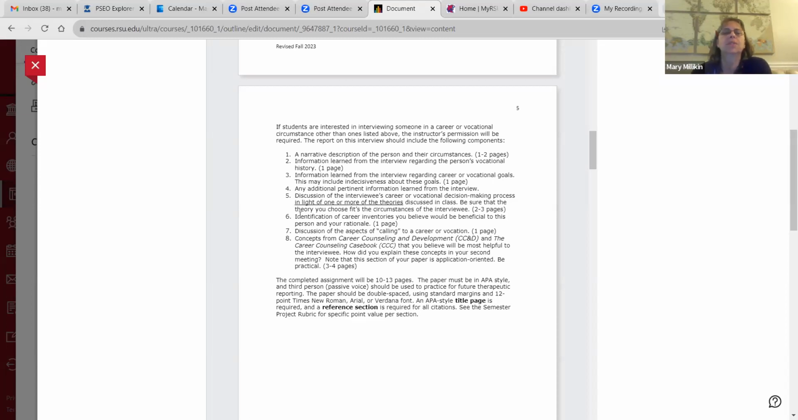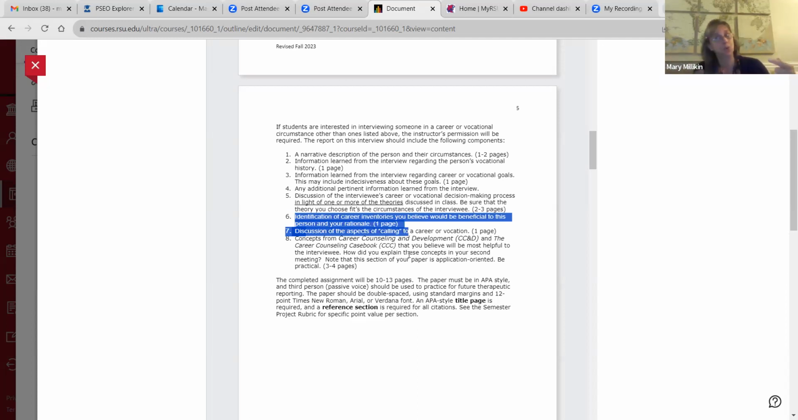So that's component 5. Component 6 of your paper will be identification of the career inventories that you think would be beneficial to this person and your rationale as to why. It may take more than one. It could easily take more than one. And by the way, you will be asked to take the Focus 2, which you can access online for free at RSU because you're a student. All your tuition goes towards that.